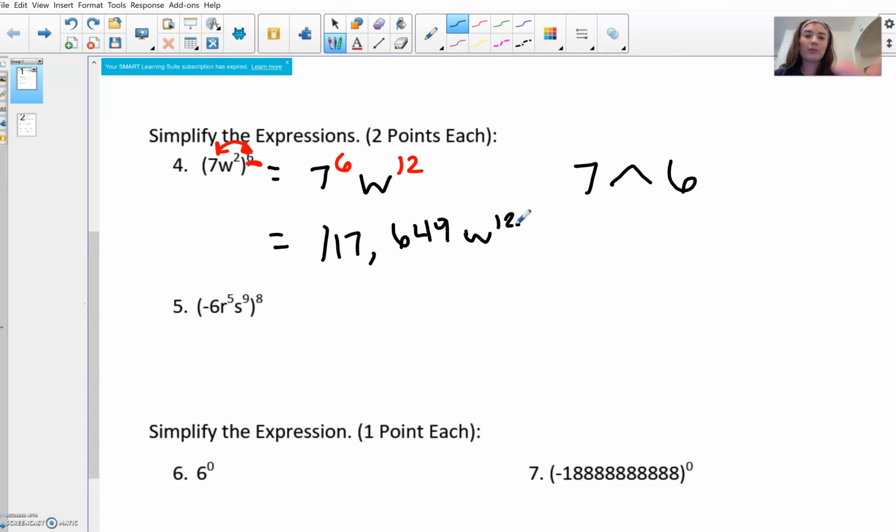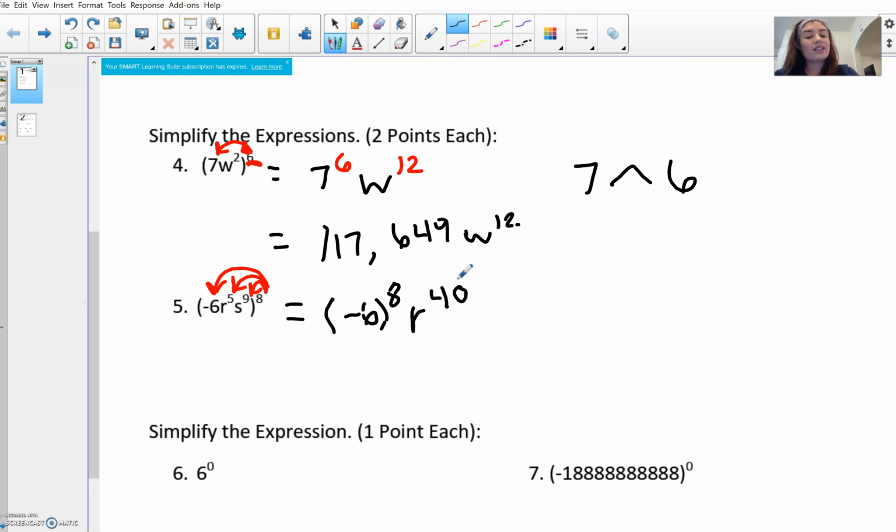Now we're going to move on to 5. Again, we have to take this 8 and apply it to every single factor. Every single piece. So we're going to take negative 6 to the 8th power. Now, when you type anything with a negative sign or a fraction, you have to use parentheses. So I'm going to write that in. Negative 6 to the 8th power. Then we're going to do r to the 5th to the 8th. So again, that's the 5th power to the 8th power. So we multiply. 5 times 8 gives us 40.